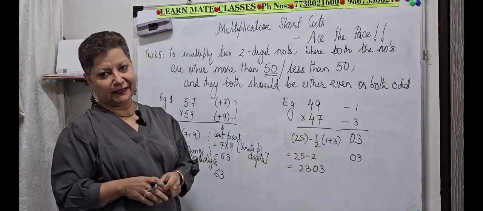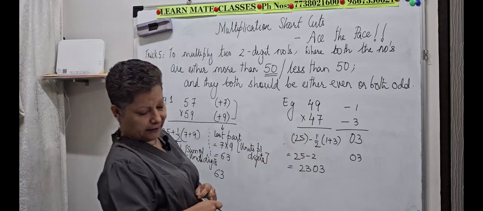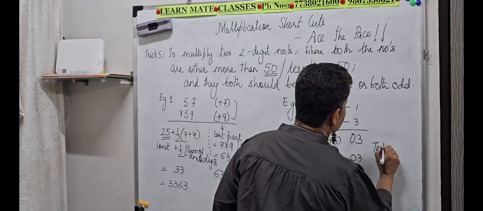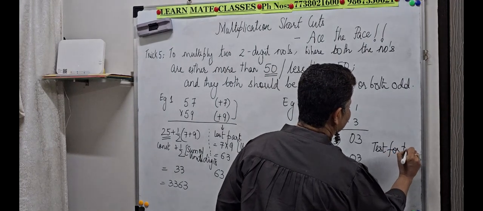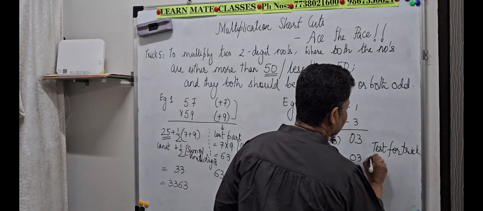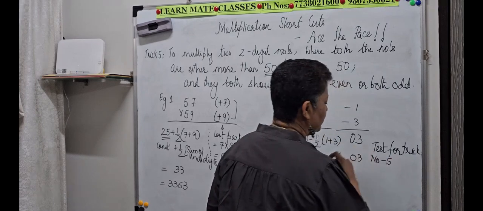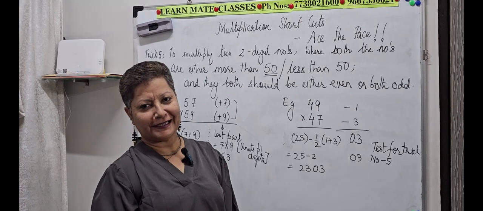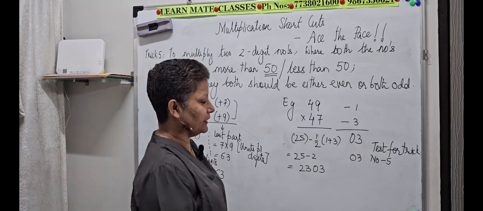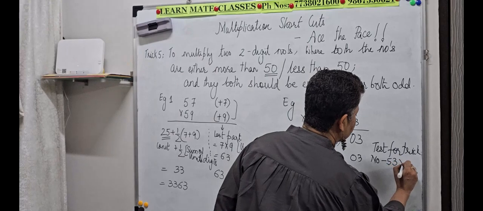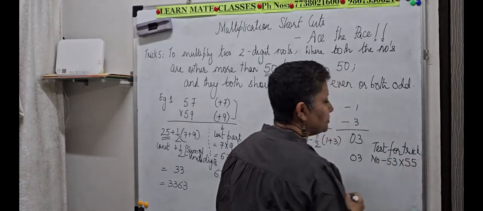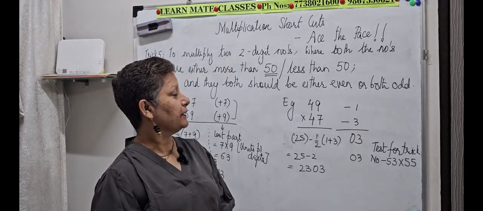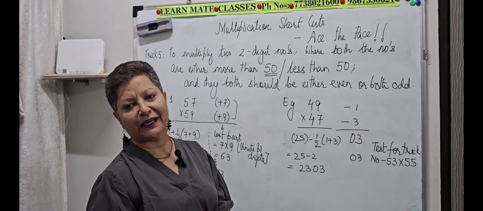The rest of the method is the same, and I'm going to give you a test question for trick number 5. I'm expecting answers this time, because otherwise I will not be able to understand whether you have learned the trick or not. So this is going to be 53 into 55, both numbers more than 50, both numbers odd. You should be able to do that in a jiffy and give me the answer as quickly as possible.